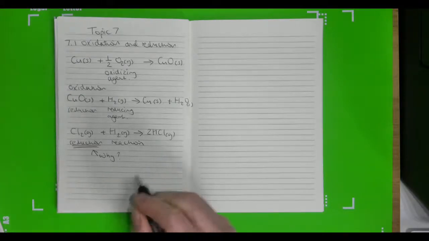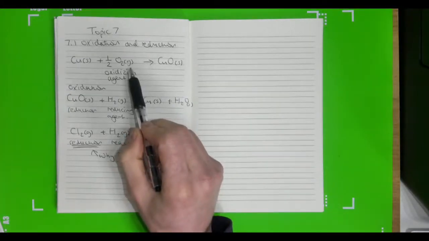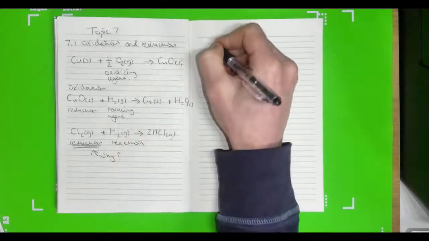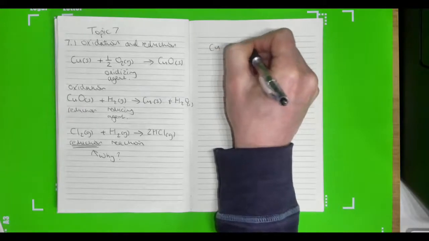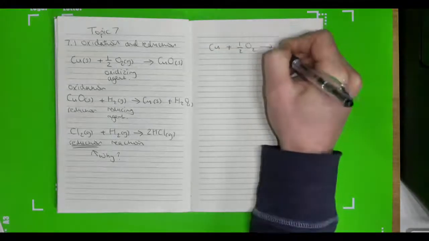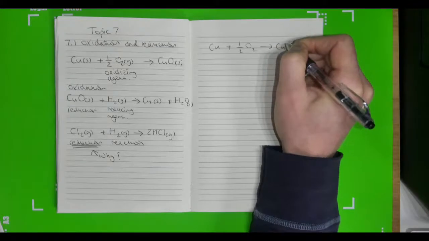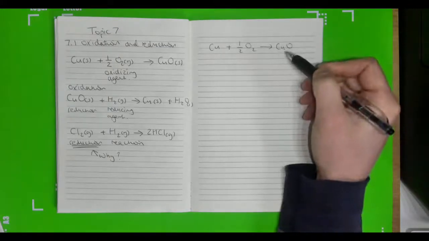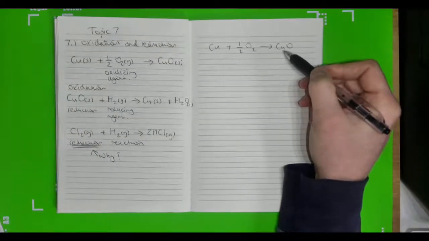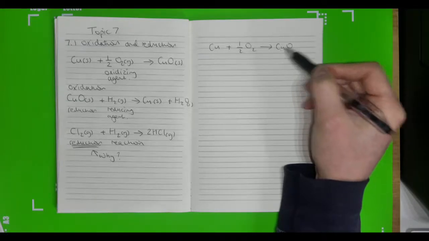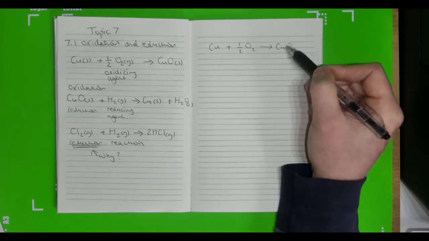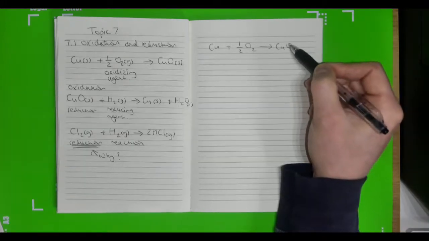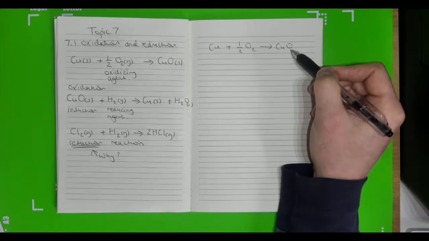Okay, let's go back to our original equation here. I'm going to write it out again. Copper plus oxygen makes copper oxide. So copper oxide is an ionic compound. We know it's an ionic compound because copper is a metal and oxygen is a non-metal. So these are ions which are electrostatically attracted to each other. We know oxygen is in group 6 of the periodic table. Therefore it needs 2 more electrons for a full shell.